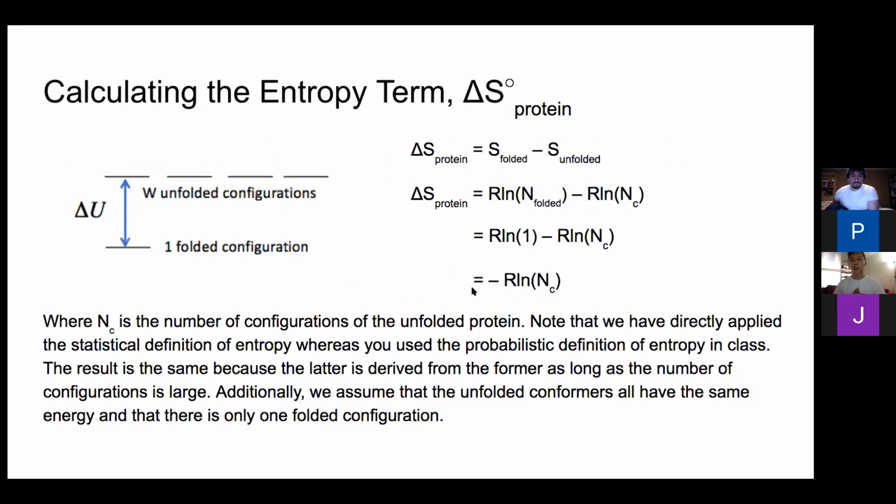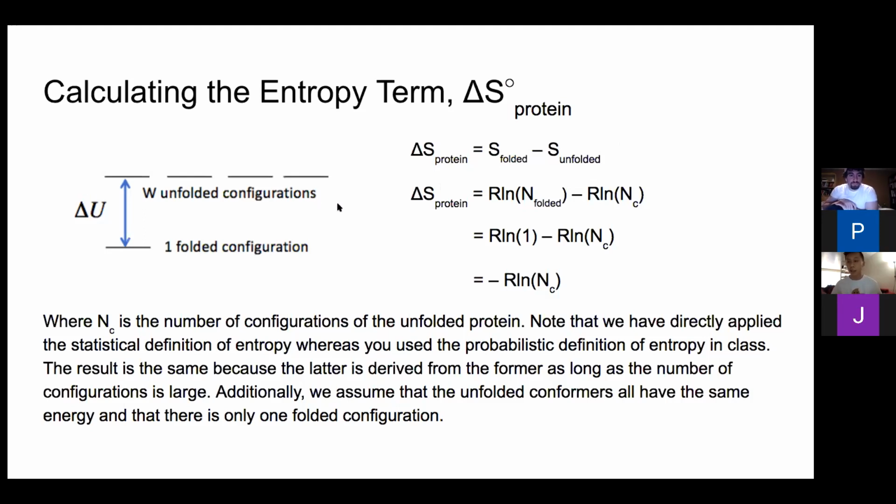So first, let's calculate the entropy term, the change in entropy of the protein, delta S protein. So in our simplified model, we said that we go from many unfolded configurations to a single folded configuration. So when we calculate the entropy of the protein, we can approach it as the entropy of the folded one minus the entropy of the unfolded one.